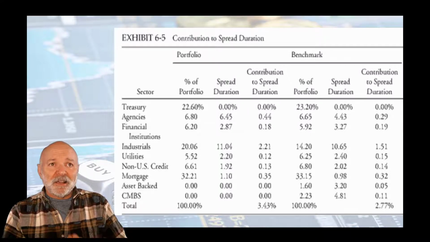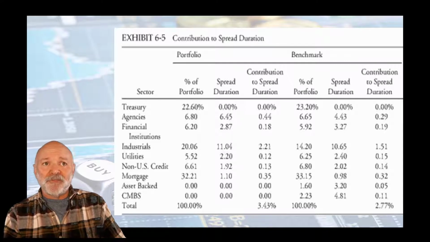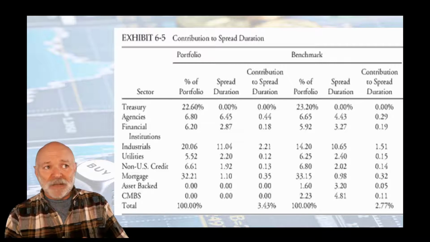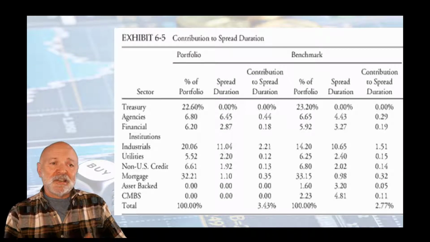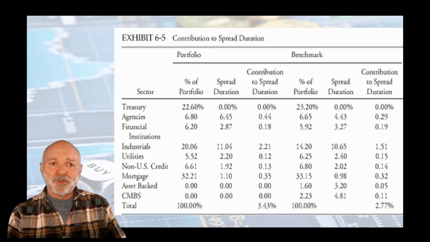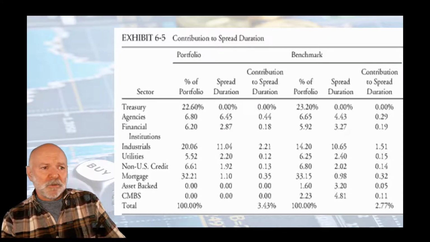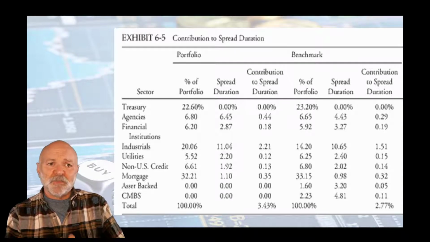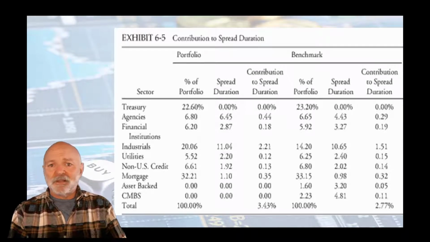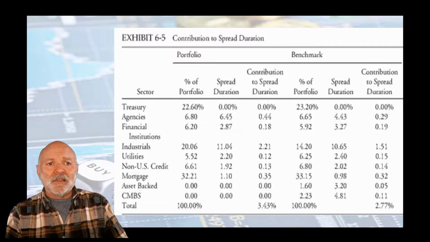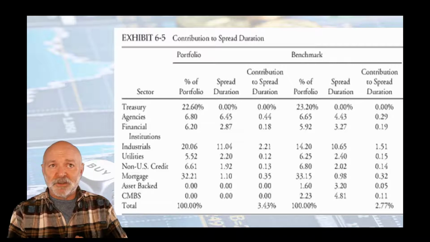The benchmark has a very different structure to their portfolio. Many of these things are the same, but when we take a look at industrials, they have a lot less exposure at only about 14%. And in fact, that's where most of the risk comes from. They've also got some asset-backed bonds in there, and some mortgage-backed securities. And so that, on average, lowers the amount of their spread duration.